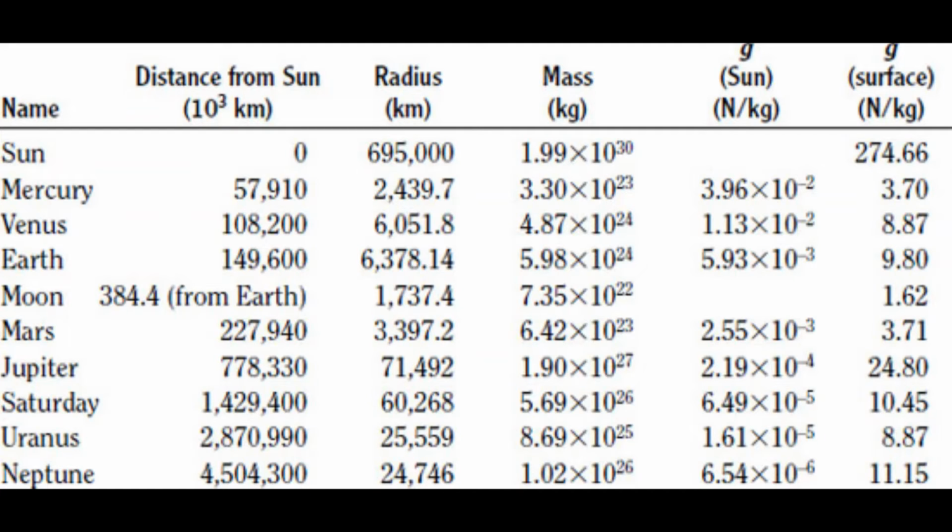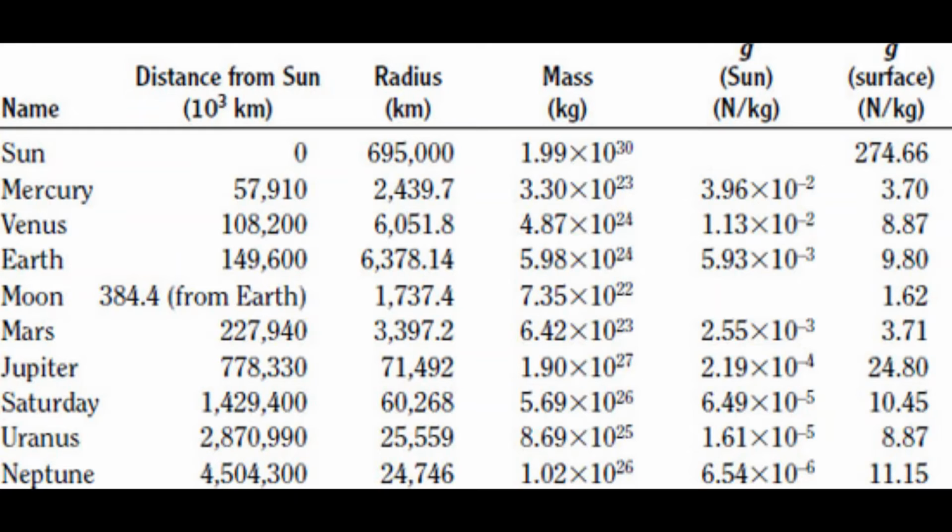Okay, for this table, we have the planets on the left-hand side, and you've got 5 columns of data. Now, the first column is the distance of the planet from the sun, and you need to look at the top. It says 10 to the power of 3 kilometers. And then the second column, radius, different planets have different radii, and then different planets have different masses in the third column. Now, in the last 2 columns, focus on the one that's on the far right.